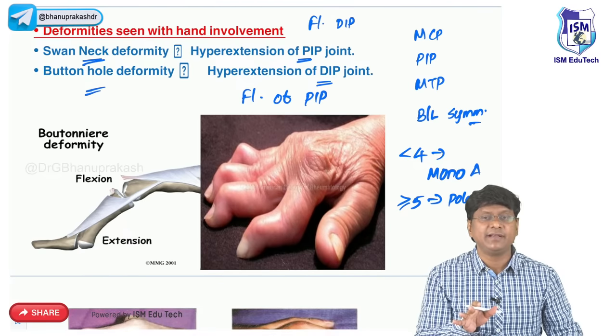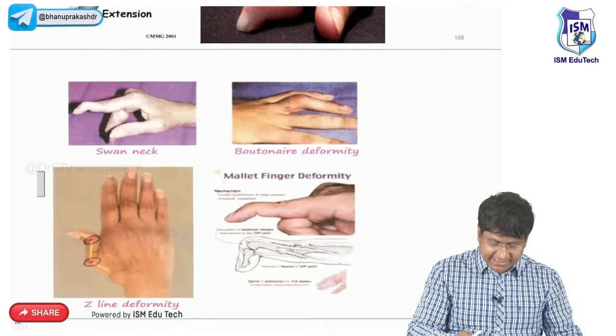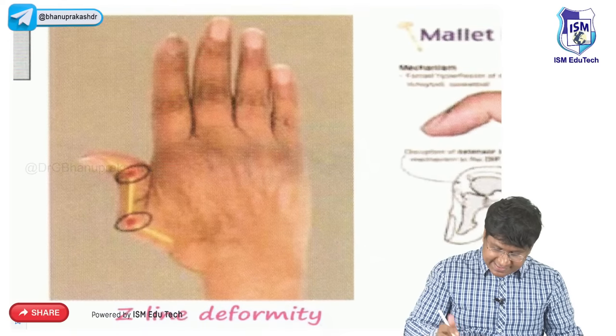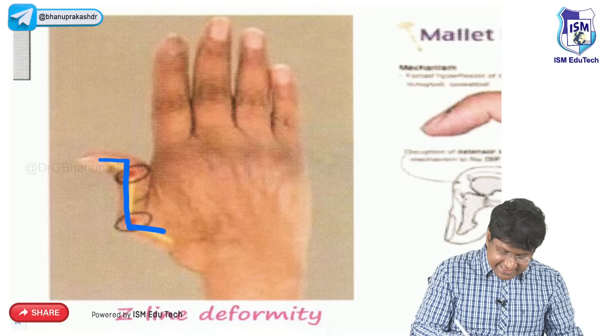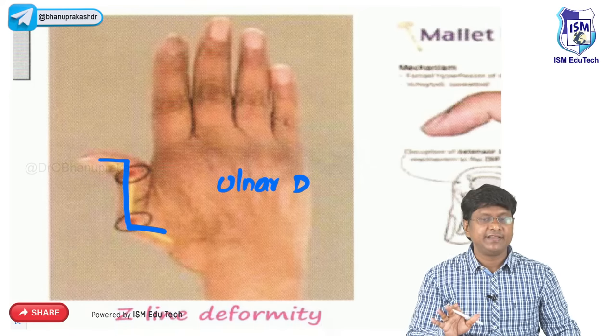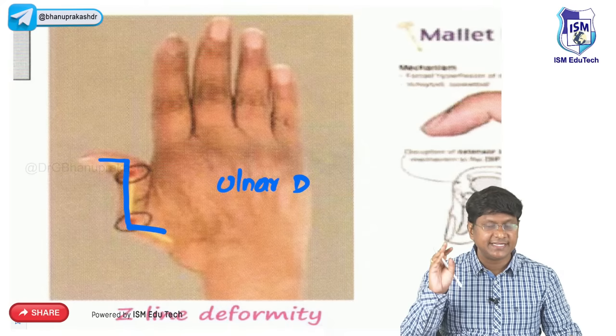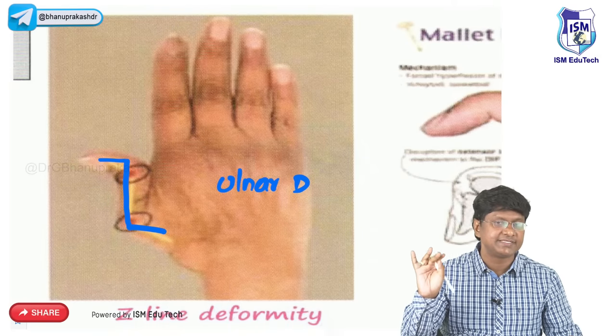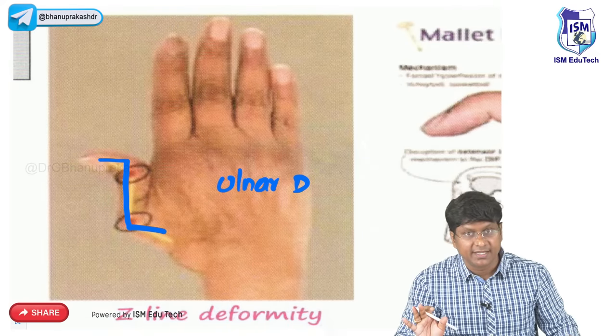And what are the other deformities that you will come across? The other deformities are the Z-shaped thumb, right? Z-shaped thumb. And another deformity can be ulnar deviation. So these are the deformities that you will see within the hand, right? That is Swan neck deformity, Boutonniere deformity, Z-shaped thumb deformity, as well as ulnar deviation.